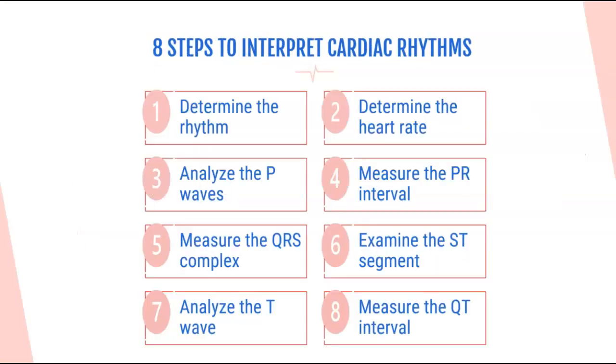When interpreting cardiac rhythms, there are 8 steps that we can follow. 1 is determine the rhythm, 2 is determine the heart rate, 3 is analyze the P waves, 4 is measure the PR interval, 5 is measure the QRS complex, 6 is examine the ST segment, 7 is analyze the T waves, and 8 is measure the QT interval.